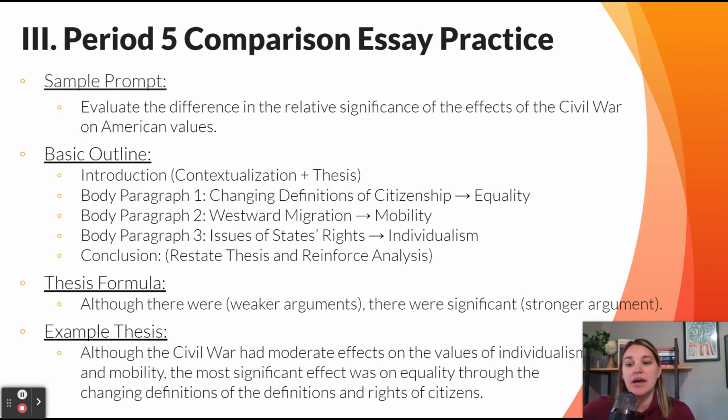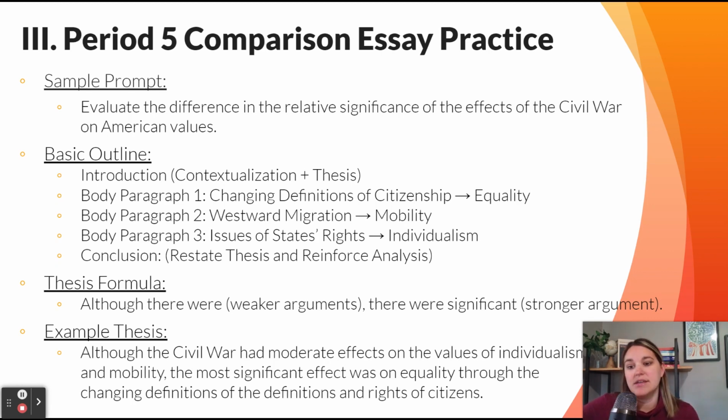So, in your basic outline, you would have an introduction, which would contain your contextualization and your thesis statement. I think the strongest argument is that there's changing definitions of citizenship, and that's related to the value of equality. That the Civil War had the largest effects on the American value of equality. There's going to be another paragraph about Western migration and mobility, and another paragraph about the issue of states' rights and individualism. And then for a conclusion, you're going to restate your thesis and reinforce your analysis.